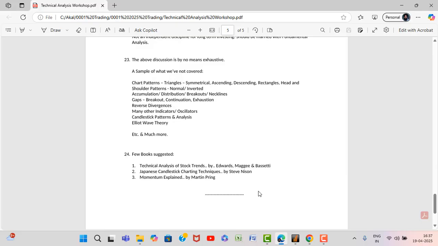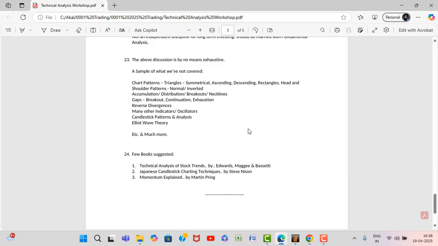Japanese Candlestick Charting was written by Steve Nison in the 1990s. The Japanese had been using these candlesticks ever since the 17th century for rice trading and those kinds of things, so they had developed all these techniques. He went over to Japan, and through their libraries and researchers, he got these techniques for the West. Martin Pring is a very renowned market technician, I think in the US only. He has written many books, and this is the recent one, Momentum Explained, in 2 volumes. And point number 23 is that the above discussion is by no means exhaustive.